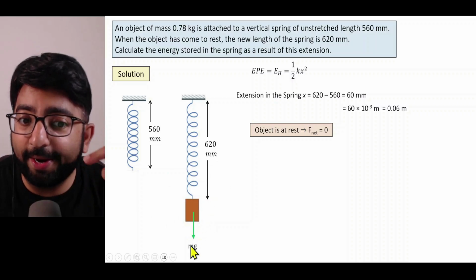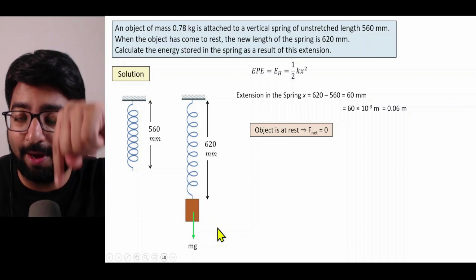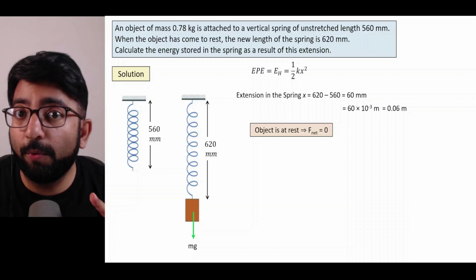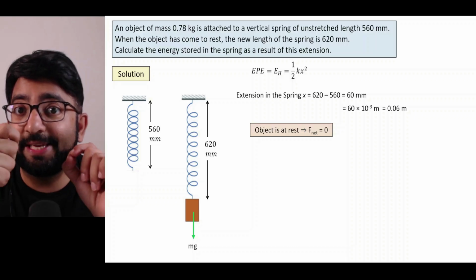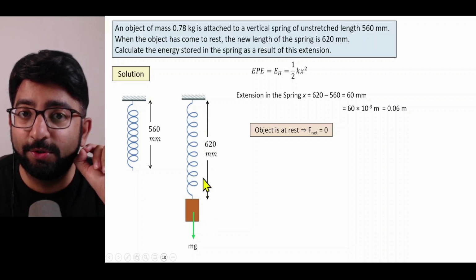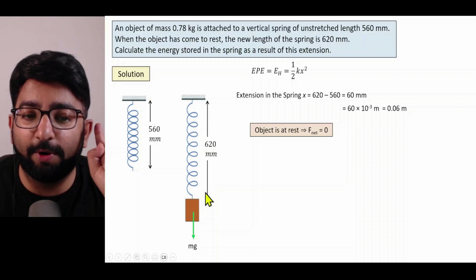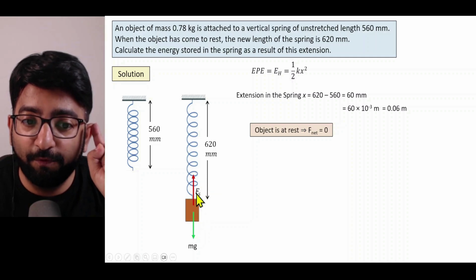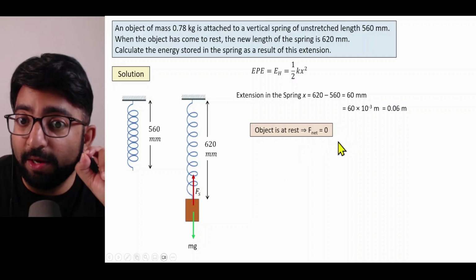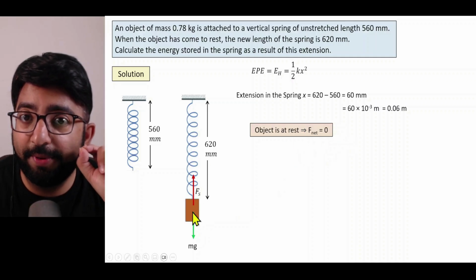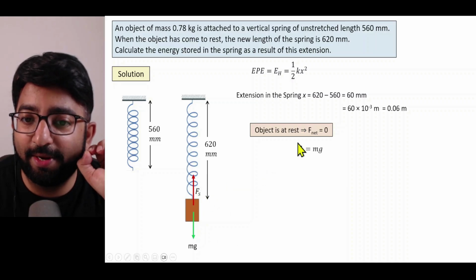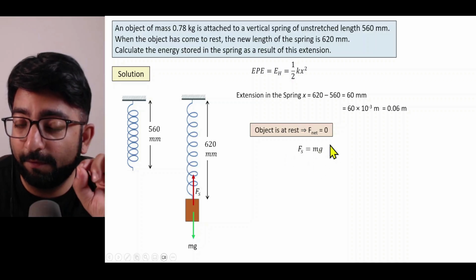The first is, of course, the weight of the object, which is mg acting downwards. And then we have a spring force. Now, the spring force is either pulling or pushing, depending on whether the spring has been extended or compressed. In this case, the spring has clearly been extended, so the spring is going to pull the object upwards. So, we will represent Fs as the spring force pointing upwards. Since we have deduced that the net force on this object will be zero, the spring force and mg will have to balance each other out. So, Fs will be equal to the weight of the object.